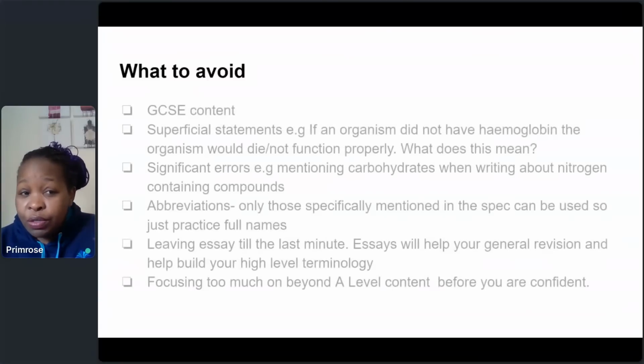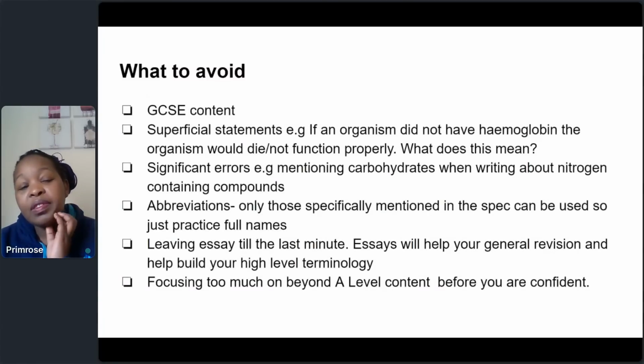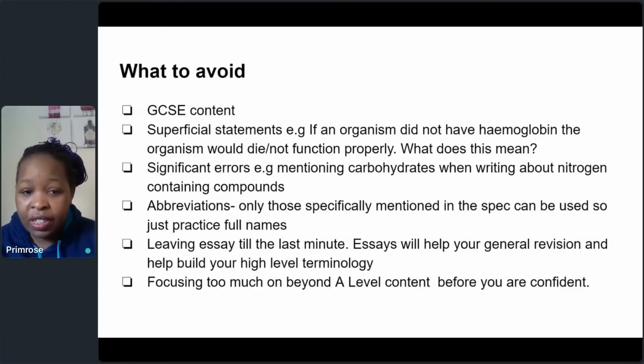In terms of what to avoid, GCSE content I've made clear, you avoid that. Then some of my students are always ending each section with, if this didn't happen, the organism would die. What does that mean? Which process is affected? Which protein is affected? Always do the specifics, because that doesn't carry any marks at all.